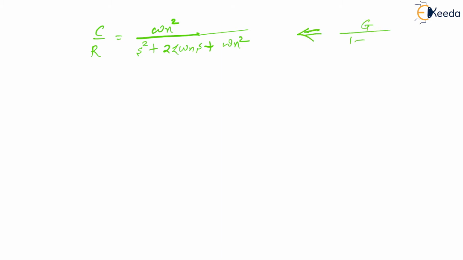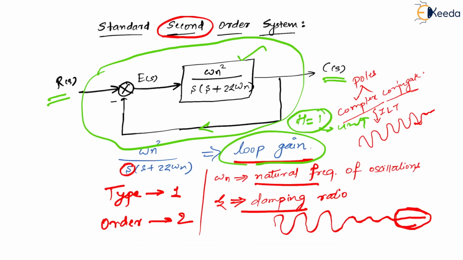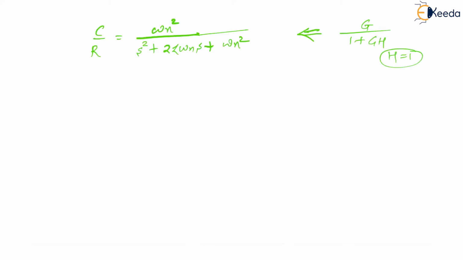Which means now your C of s upon R of s, if you calculate, you will get C by R equal to omega n squared upon s squared plus 2 zeta omega n s plus omega n squared. You have got this from the equation G upon 1 plus GH, wherein you substitute H equal to 1. G is nothing but the loop gain, omega n squared upon s into s plus 2 zeta omega n. Is that correct? Yes. Now, this is going to be the overall transfer function.